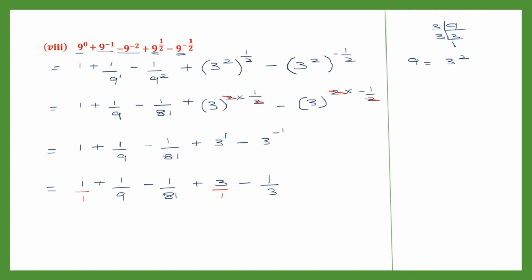So now we have to find the LCM. So let's find the LCM of these numbers. Now 1, 9, 81, 1 and 3. So we take only these 3, that is 9, 81 and 3. So let's find the LCM.